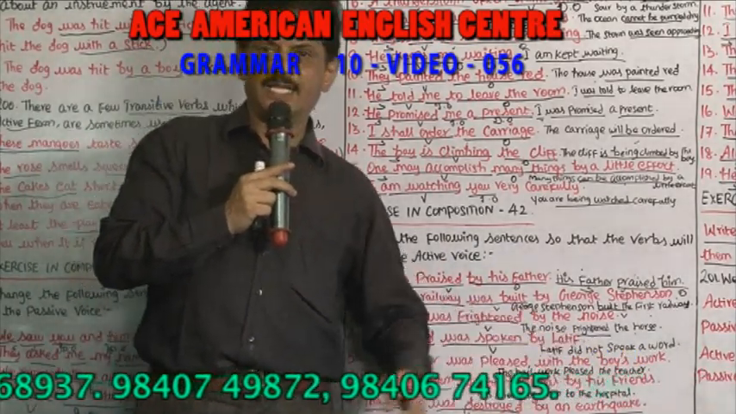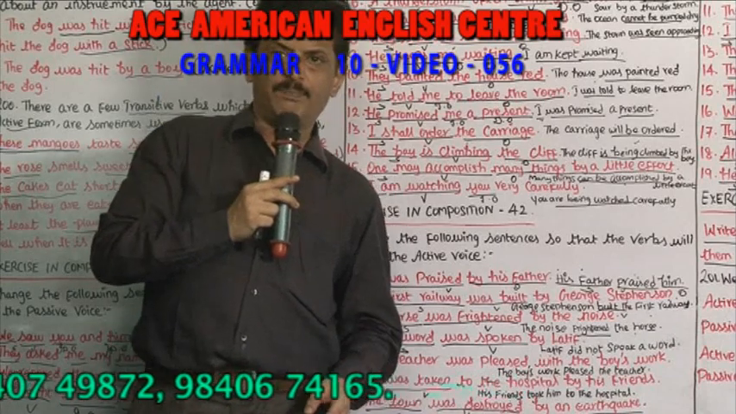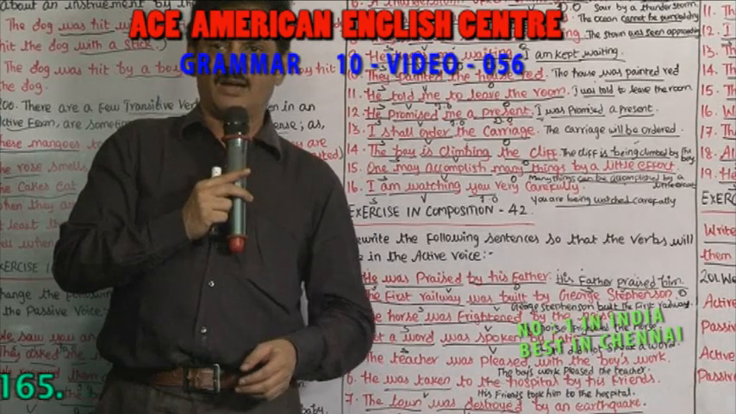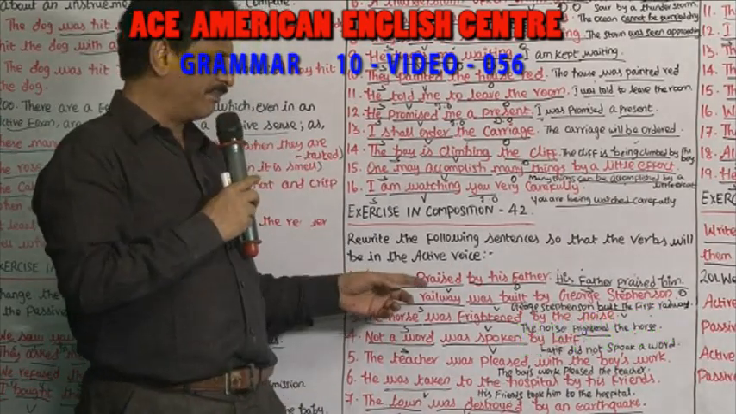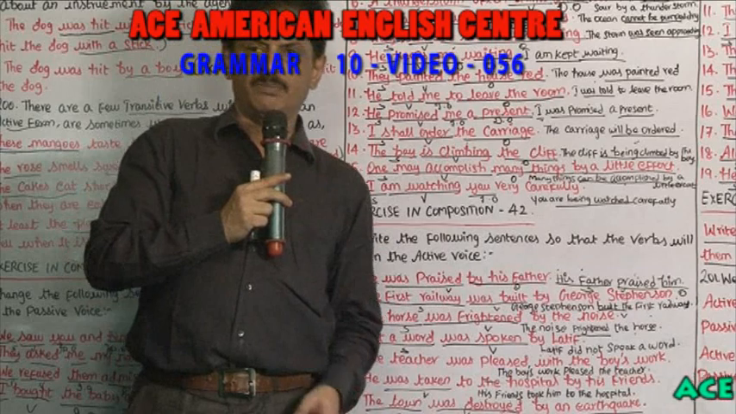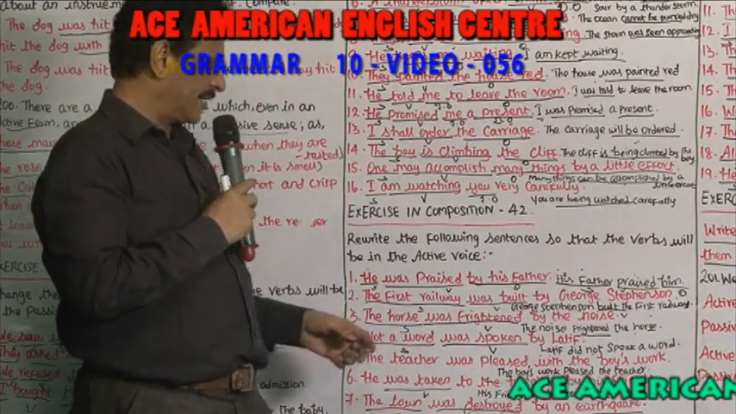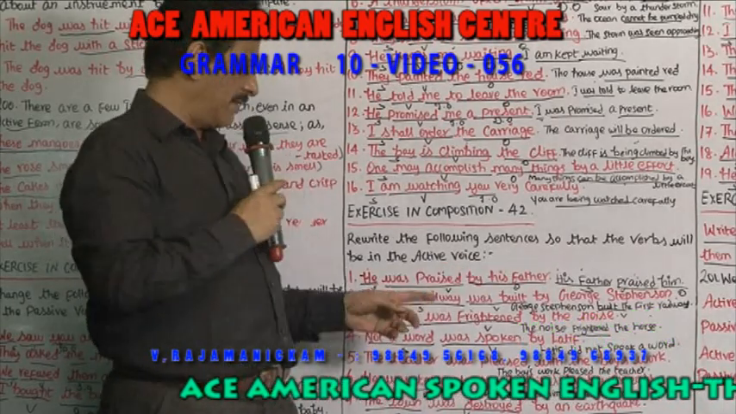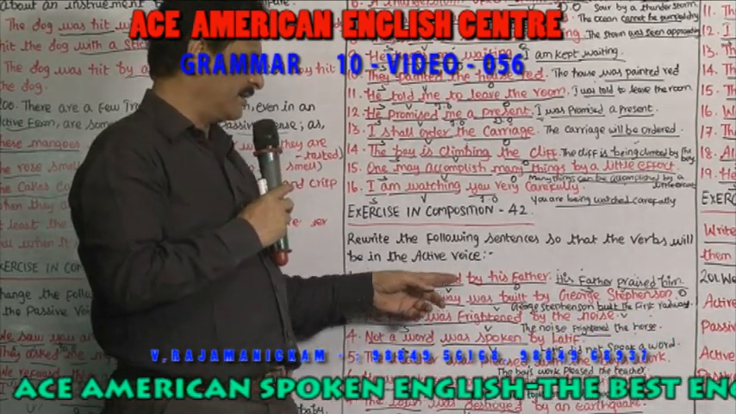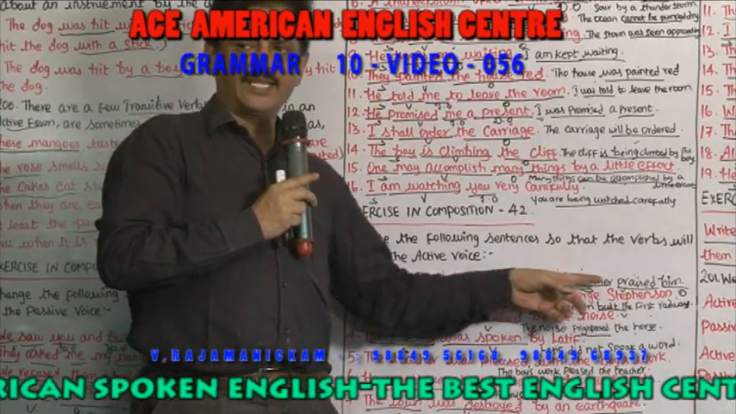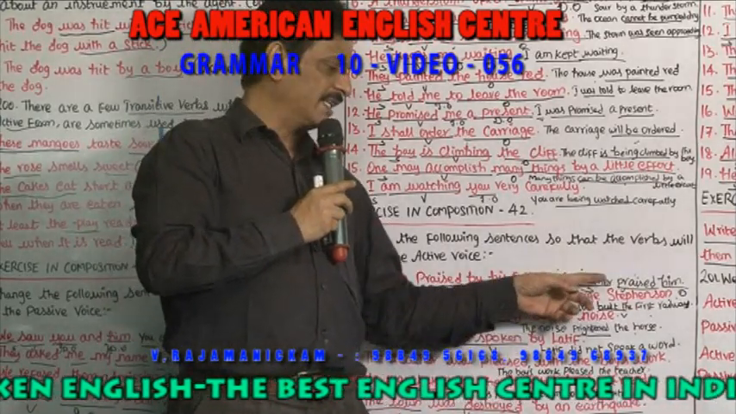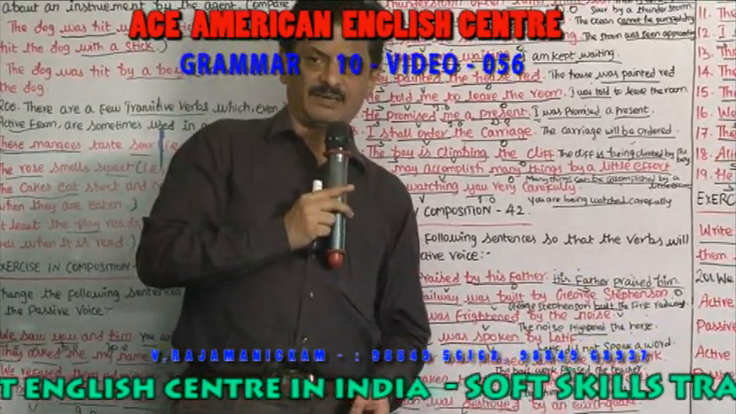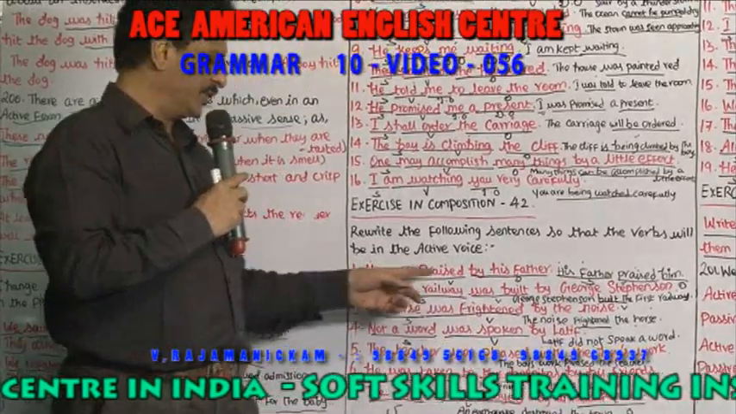செயப்பாட்டு வினையிலிருந்து செய்வினைக்கு மாற்ற வேண்டும். ஸோ செயப்பாட்டு வினையிலிருந்து செய்வினைக்கு எப்படி மாற்றுவீர்கள்? He was praised by his father. அவன் தந்தையால் பாராட்டப்படுகிறான். His father praised him. அவனுடைய தந்தை அவனை பாராட்டினார். இங்கே செயப்பாட்டு வினை பாருங்க. He was praised by his father. அவன் பாராட்டப்பட்டான் அவனுடைய தந்தையால். அவன் தந்தை அவனை பாராட்டுகிறார். His father praised him. ஸோ இங்கே was praised என்பது praised-ஆக மாறிவிடுகிறது செய்வினைக்கு. ஸோ this is active, this is passive.